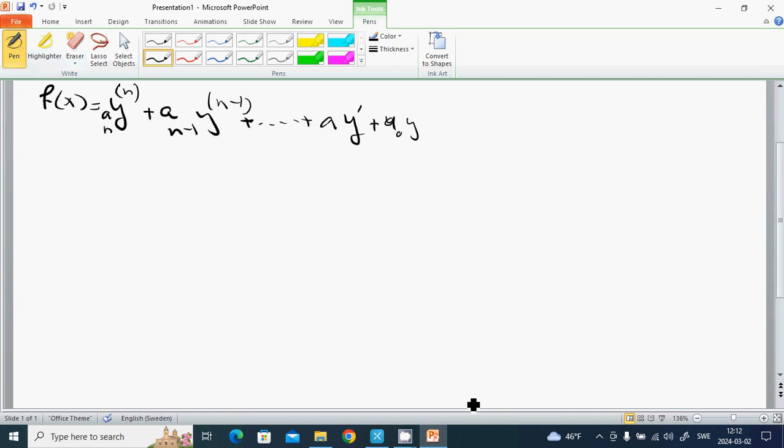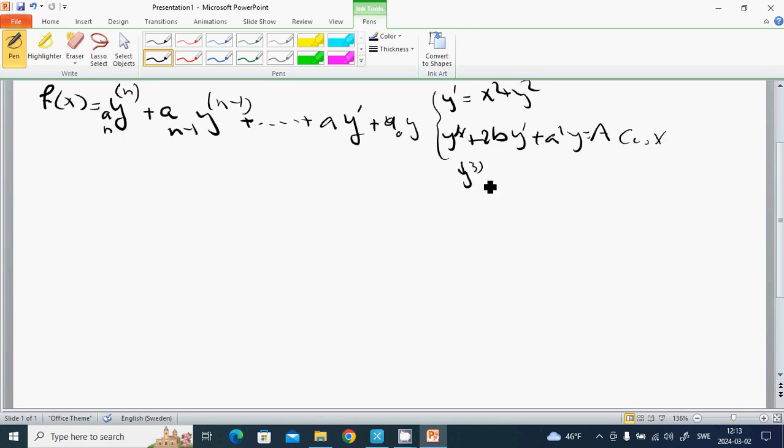We are going to have examples like y prime equals x^2 plus y^2, or y double prime plus 2b y prime plus a^2 y equals a cosine x, or y^3 y prime plus 2x squared y equals 0, and so on.